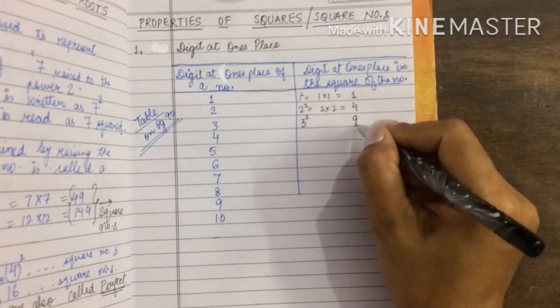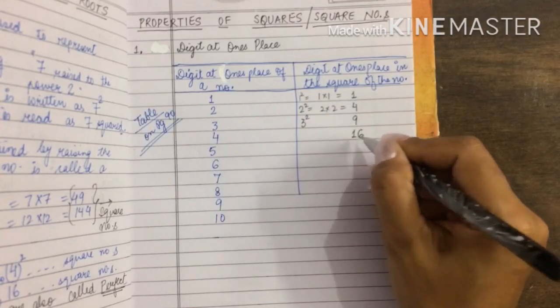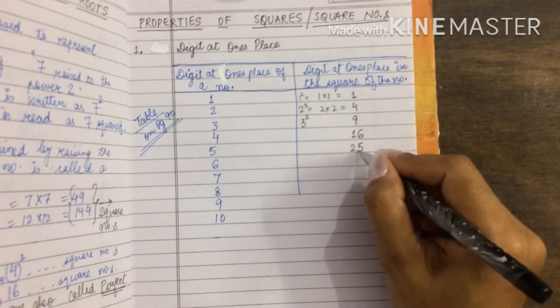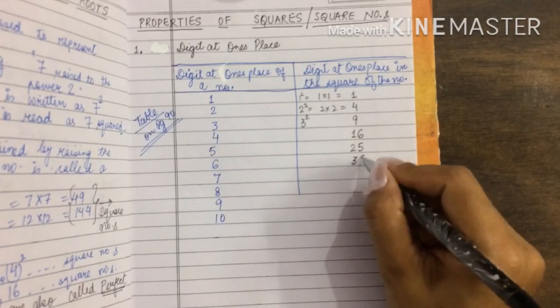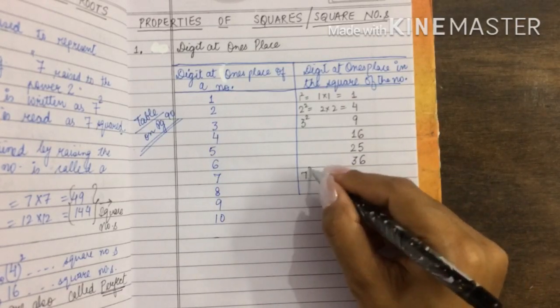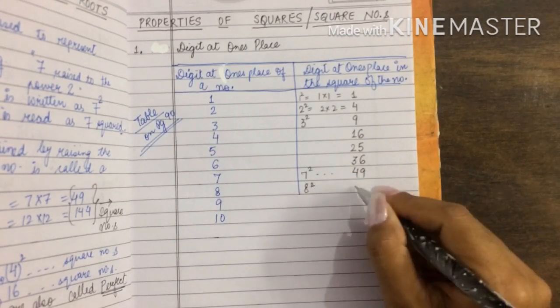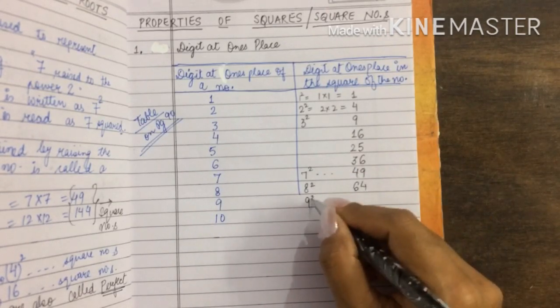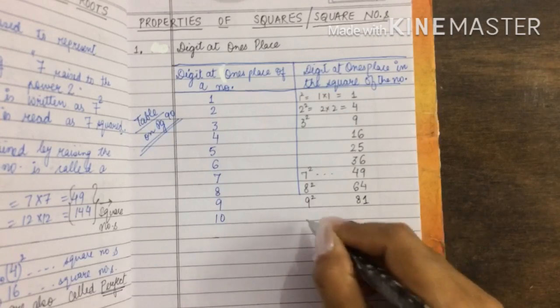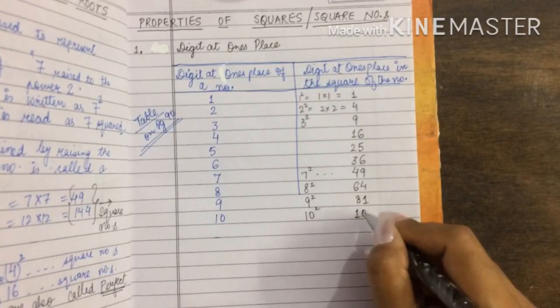3 square will be 9. 4 square will be 16. 5 square will be 25. 6 square will be 36. 7 square will be 49. 8 square will be 64. 9 square will be 81. 10 square will be 100.